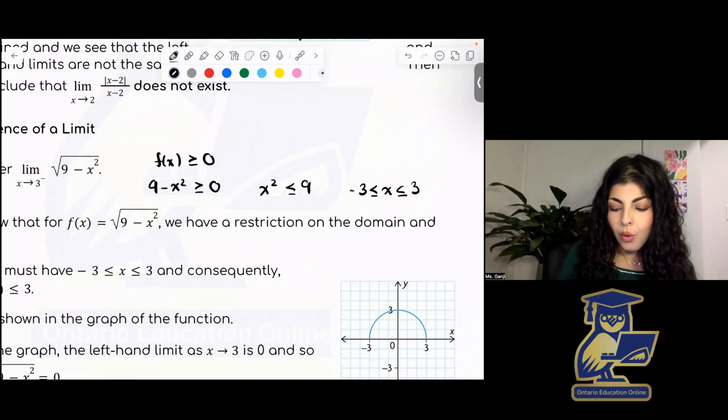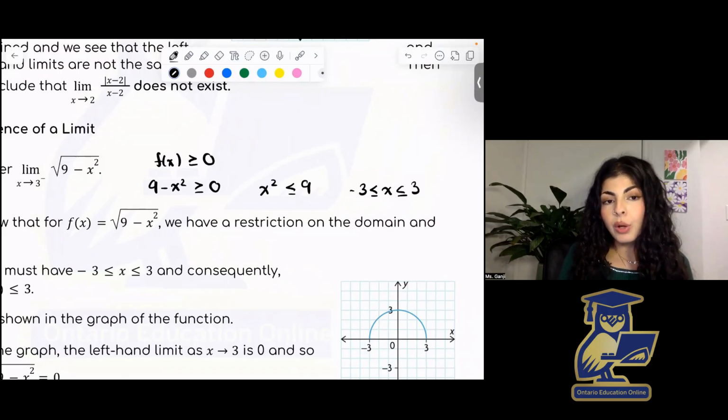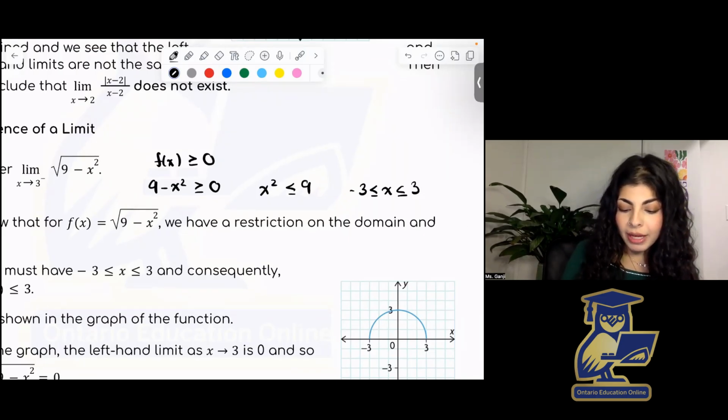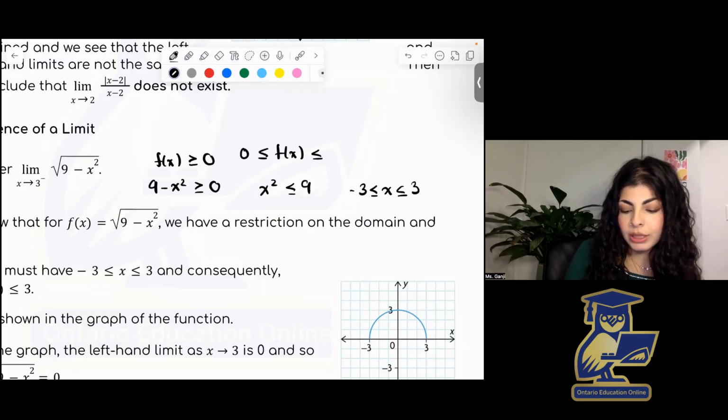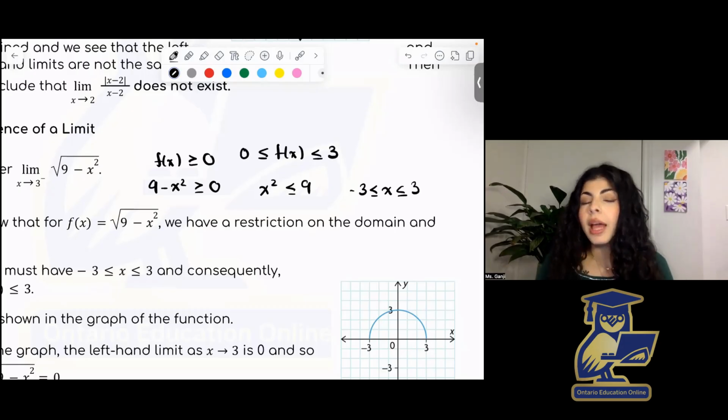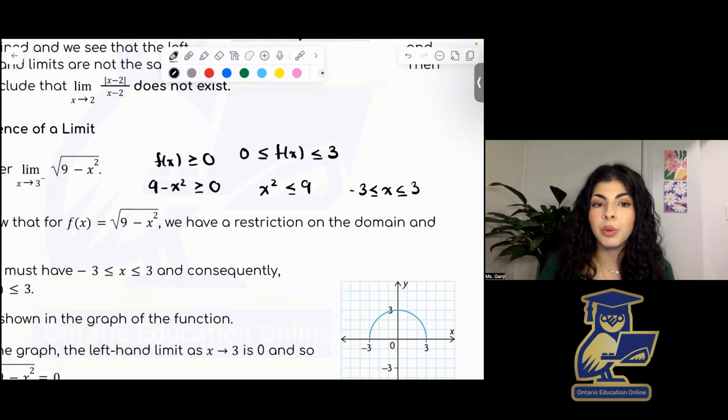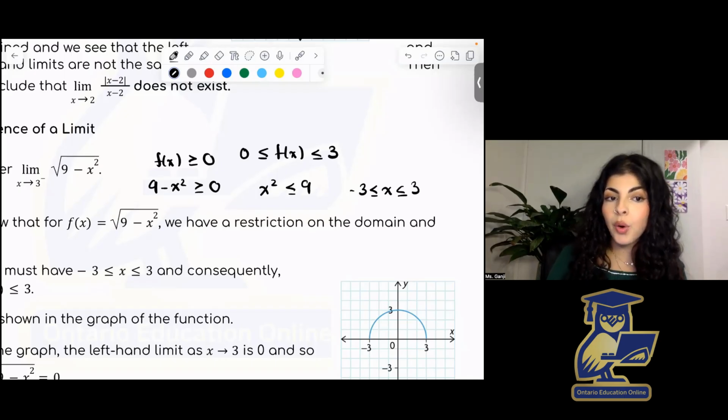And now, from this domain, we also have to go back for our range because when we already have this restriction for the domain, consider when we have values of x in that range, then f of x itself also has another restriction, which is that it's between 0 and 3. And the reason for that is the maximum value you get for the output is when x is 0 and you get just square root of 9, which is 3.